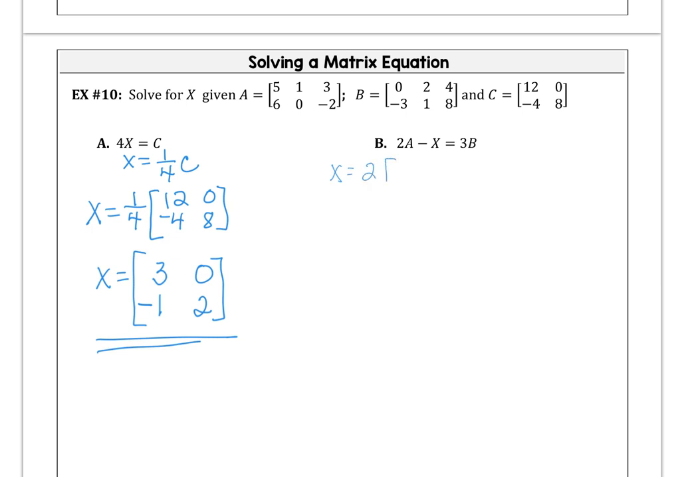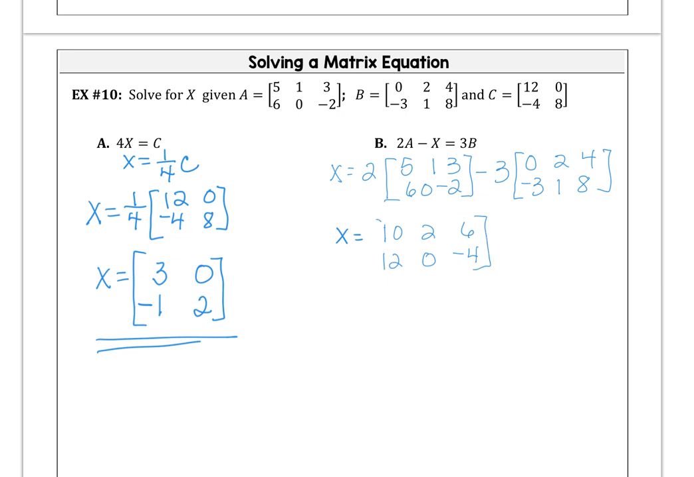X is 2 times a, 5, 1, 3, 6, 0, -2, minus 3 times b, 0, 2, 4, -3, 1, and 8. So our first product is 10, 2, 6, 12, 0, -4. And let's turn that into addition, since we're going to think about -3 times 0 is 0. Wait, did we do this?